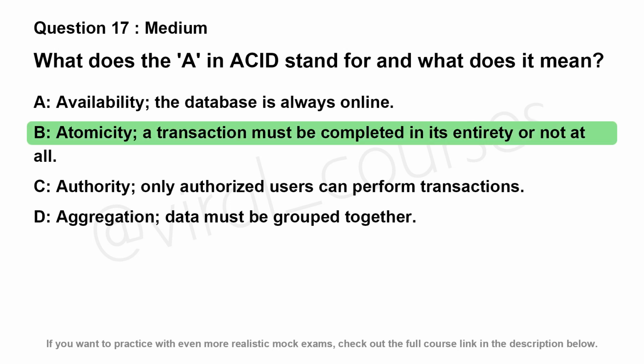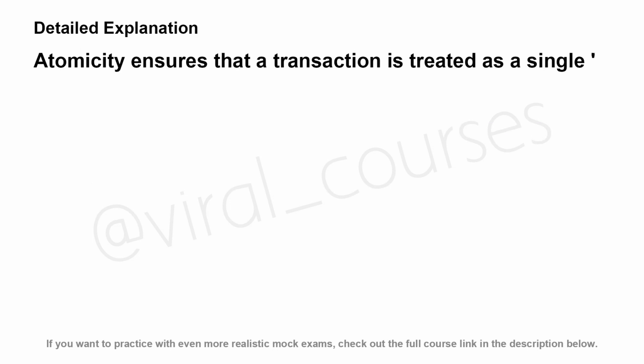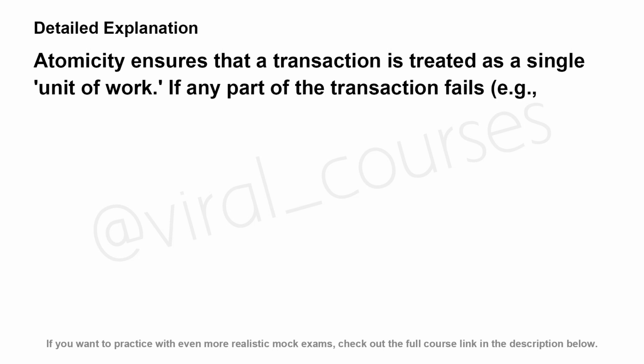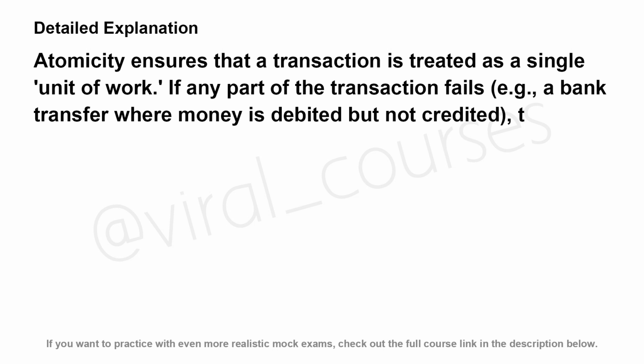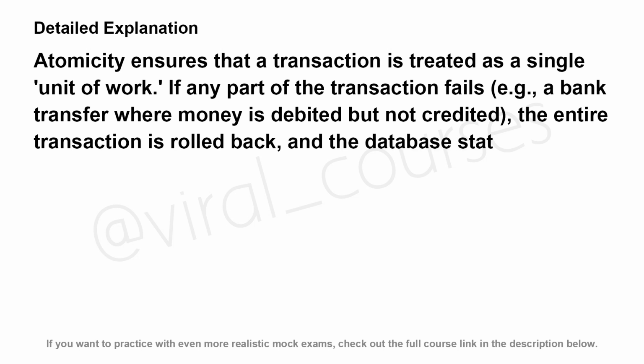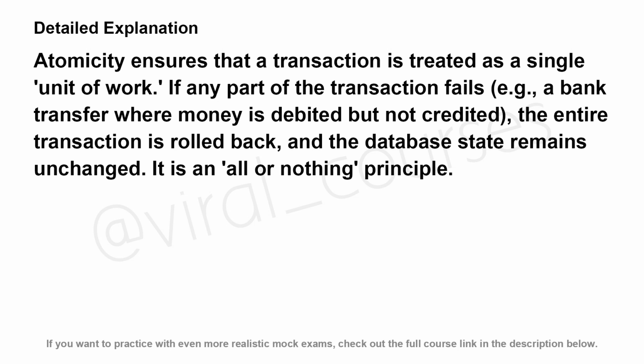The correct answer is B. Atomicity ensures that a transaction is treated as a single unit of work. If any part of the transaction fails, e.g., a bank transfer where money is debited but not credited, the entire transaction is rolled back, and the database state remains unchanged. It is an all-or-nothing principle.